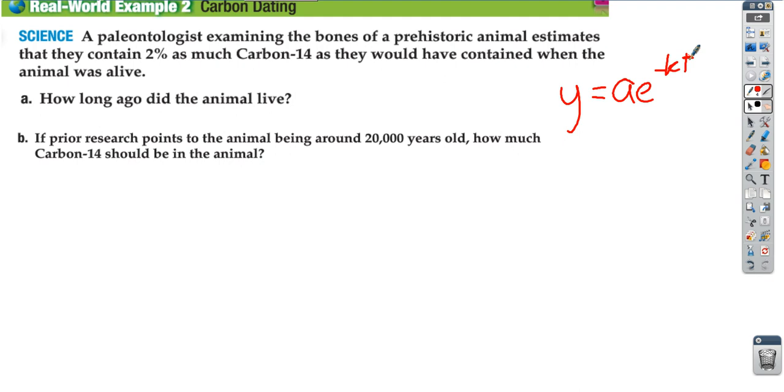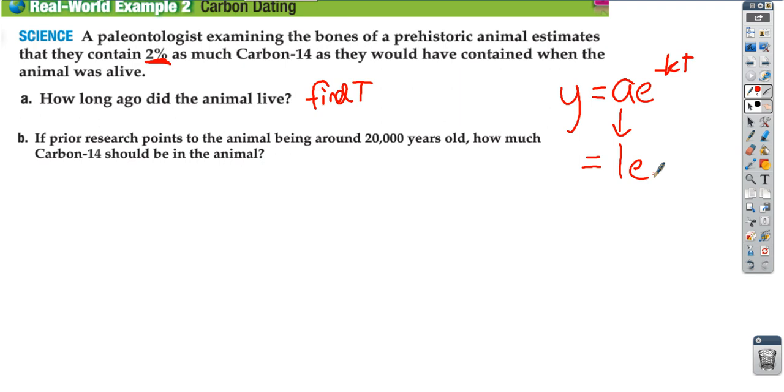Okay, how long ago did the animal live? Well, that's asking us to find the amount of time. It's always useful to see what we're actually looking for. We're being asked to find time. And then the second question, we'll get to that in just a sec. But first, let's find time. So here's the thing. The current amount is y, and they contain 2% of the original. They're not giving us the original. So when they don't give us the original, we use 1, because 1 represents 100%.